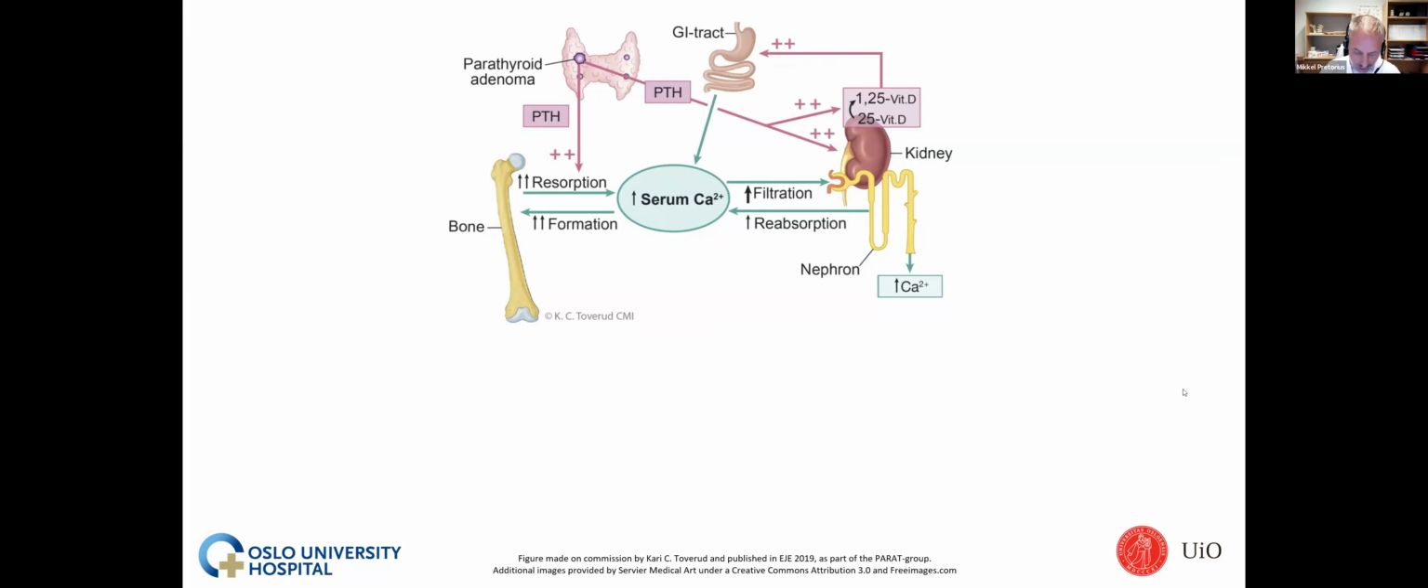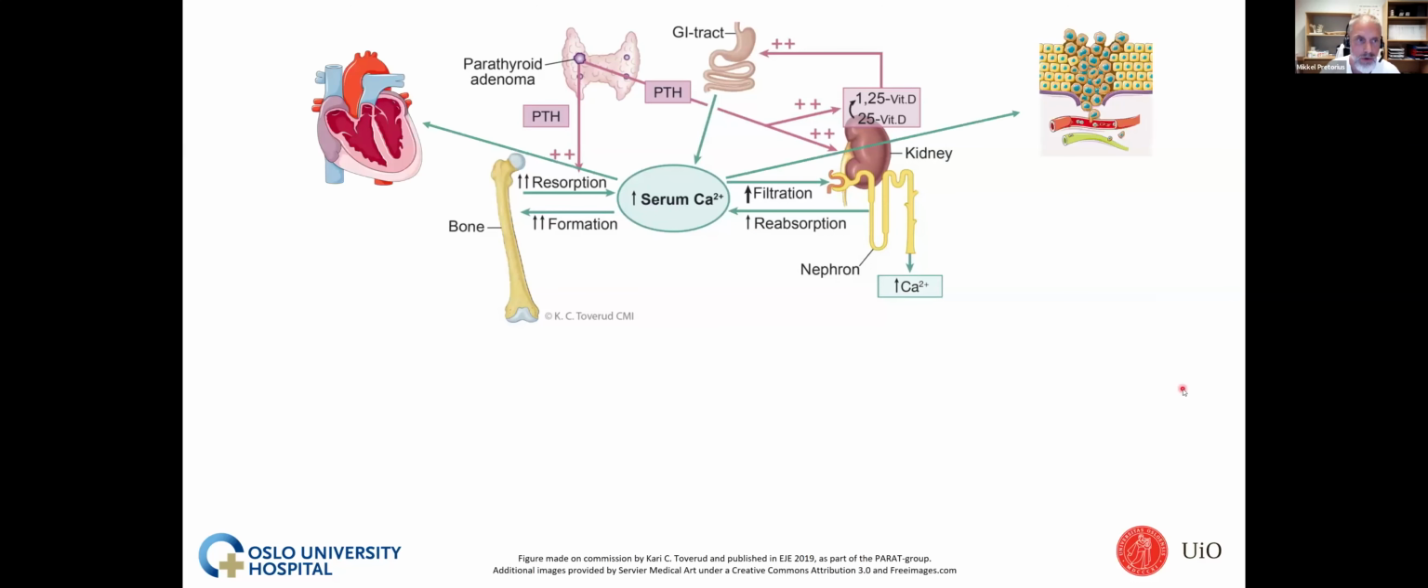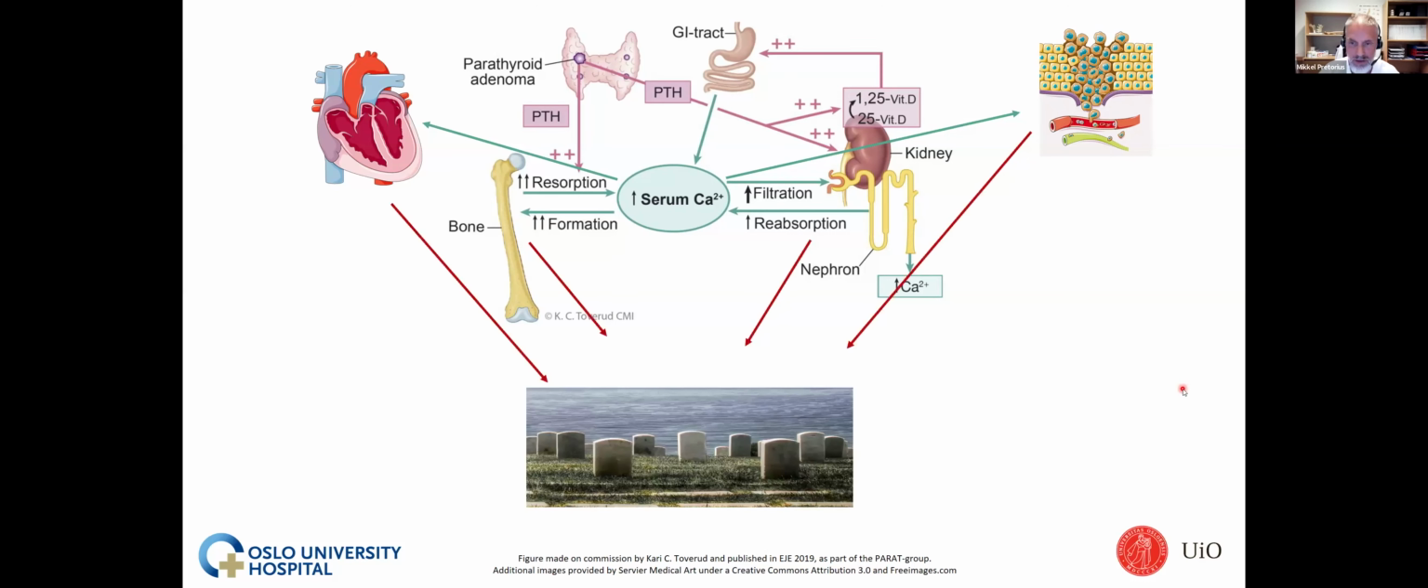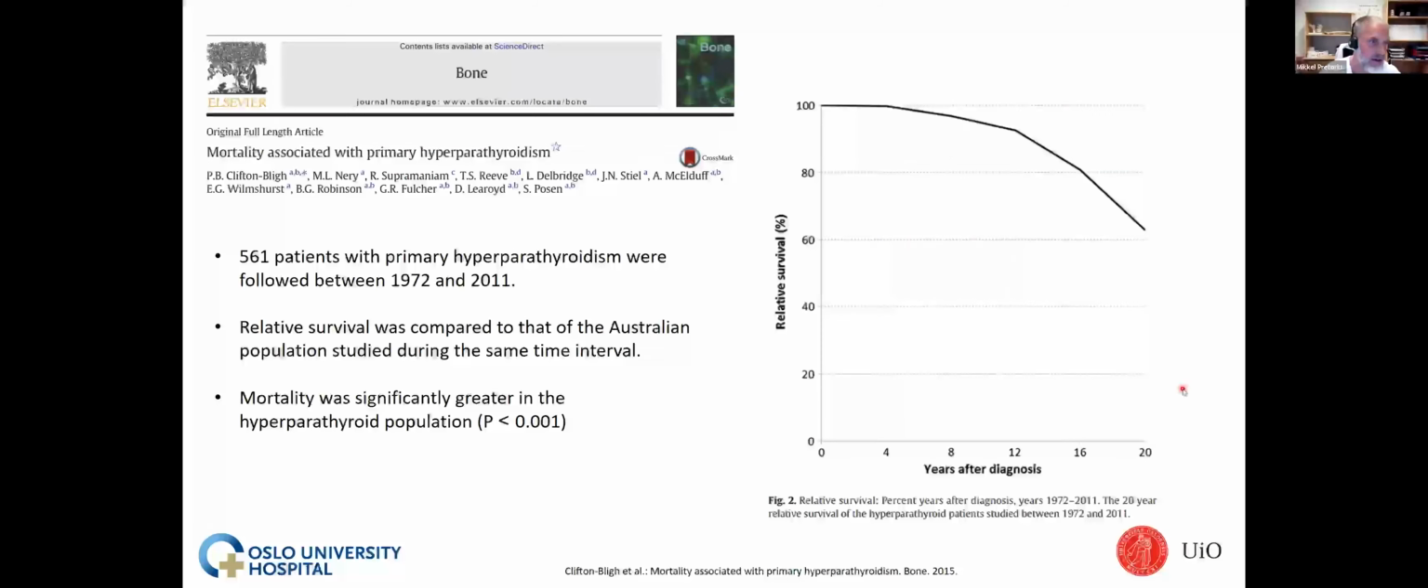As you would imagine, if you have an effect on both bones and kidneys, and there has also been speculation about other organs being involved here, such as cardiovascular disease and cancers, then over time you would suspect that this would actually also affect mortality. And there are some studies suggesting this. Among others, this is Clifton Blythe's study, which showed an increased mortality in the hyperparathyroid population compared to the Australian background population.